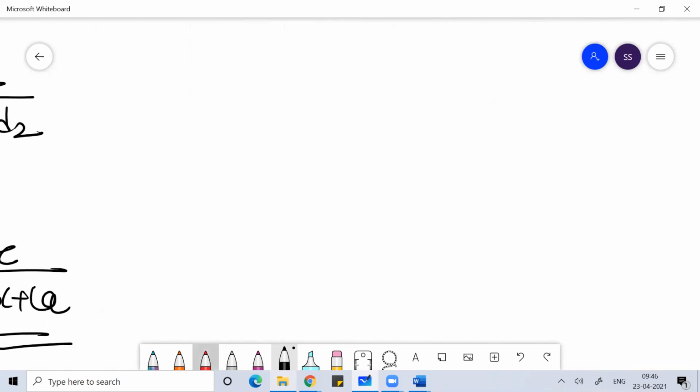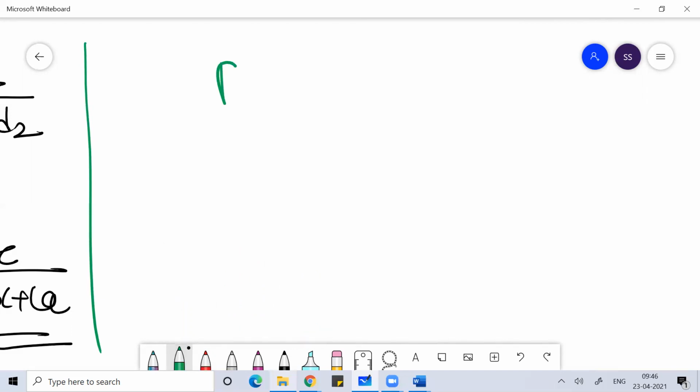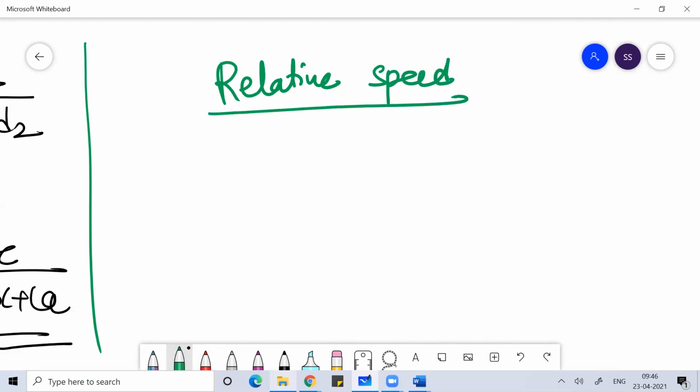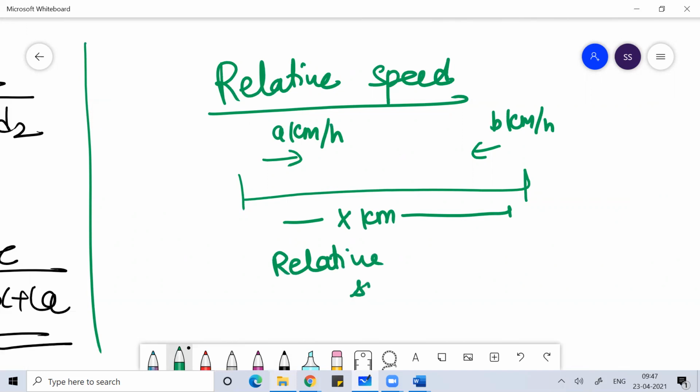Going further, we talk about another concept called relative speed. When we talk about relative speed, we talk about the motion of two objects. The two objects can be moving toward each other. Like this object is moving at a kilometers per hour, and this object is moving at b kilometers per hour, and the distance between them is x kilometers. So what is the relative speed between them? It will be a plus b kilometers per hour.